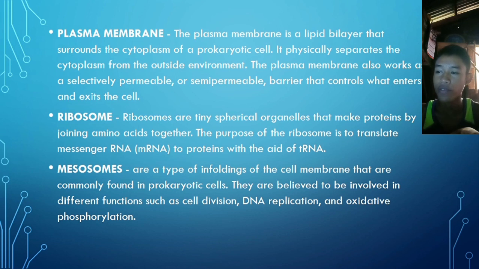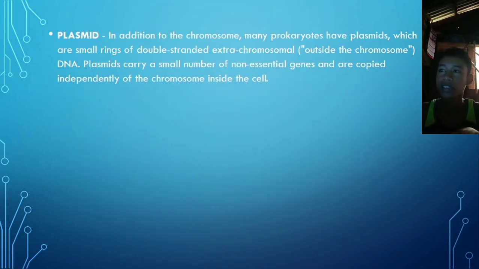Mesosomes are a type of enfolding of the cell membrane that are commonly found in prokaryotic cells. They are believed to be involved in different functions such as cell division, DNA replication, and oxidative phosphorylation. The next part is the plasmid. In addition to the chromosome, many prokaryotes have plasmids. They are small rings of double-stranded extrachromosomal DNA, outside the chromosome.